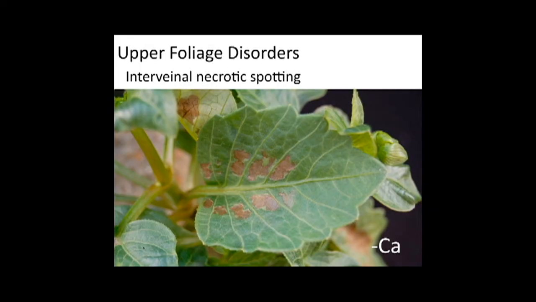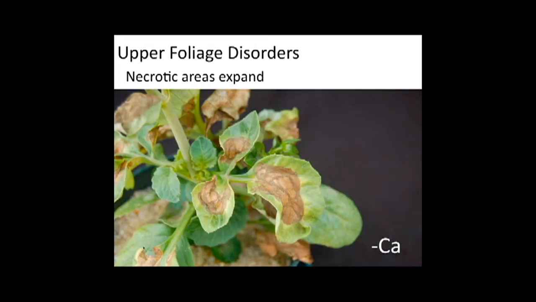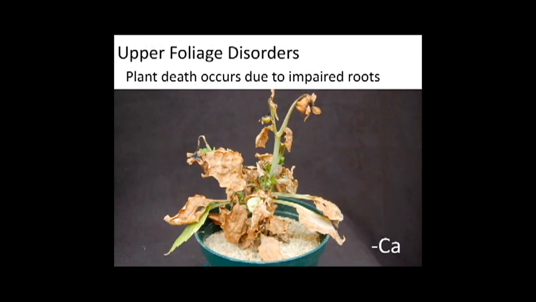So the interveinal zone, this is occurring as far as the leaf is concerned. You can see then over time, those necrotic lesions will expand, and you can get some overall yellowing also occurring on some margins around those necrotic spots. And then ultimately, you'll have plant death.